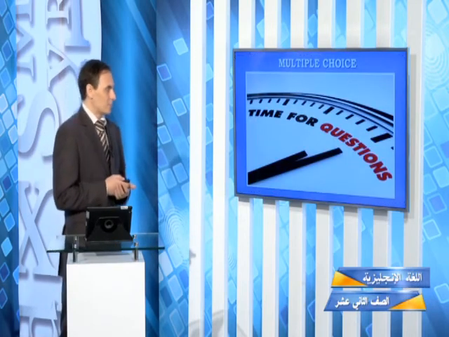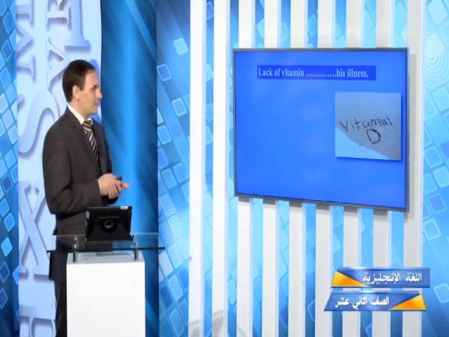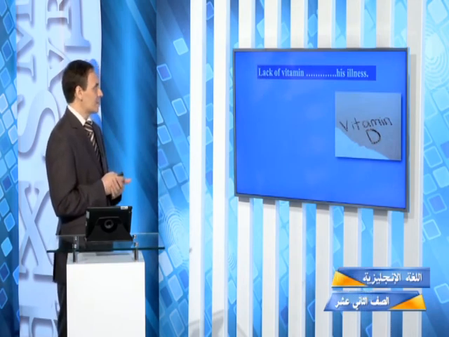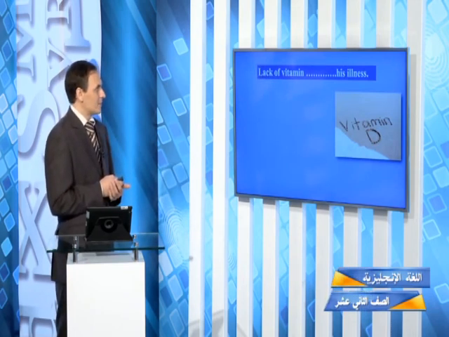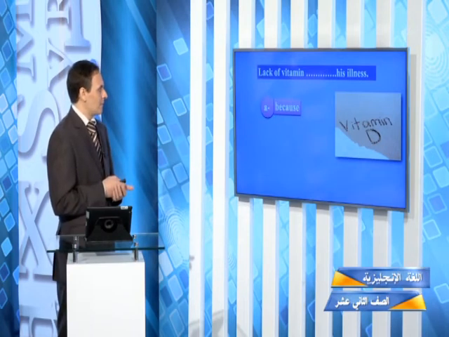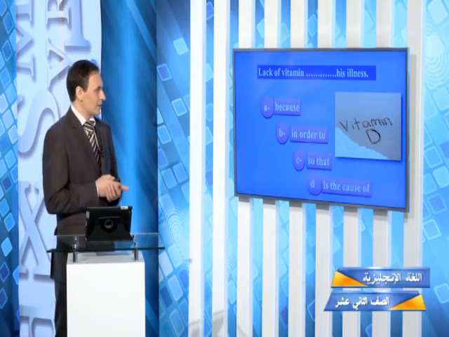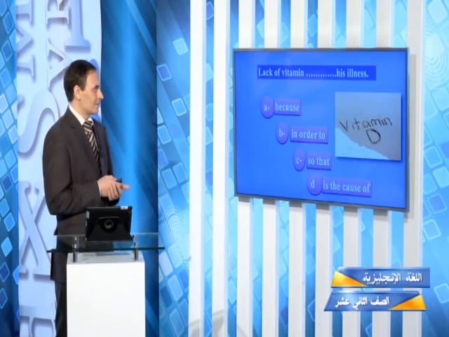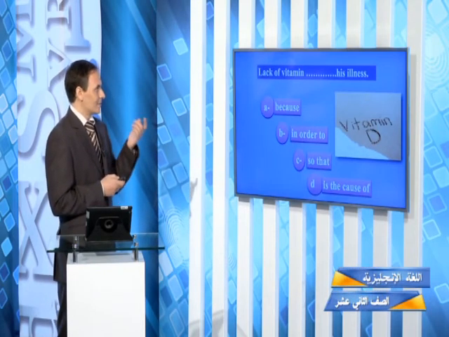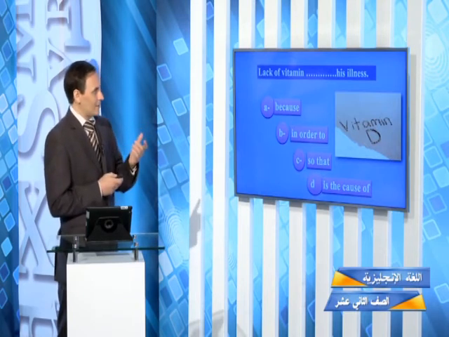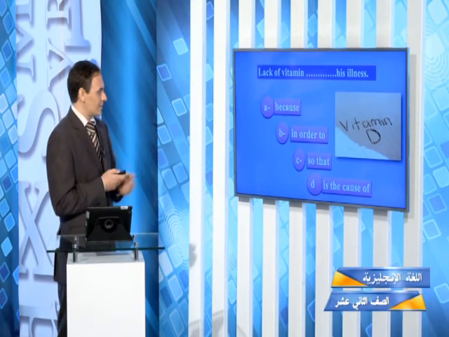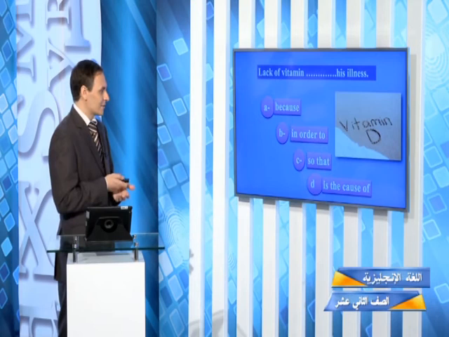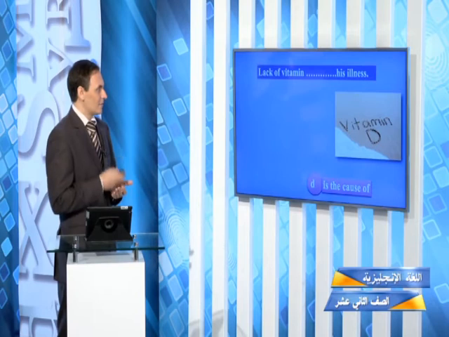Time for practice. So here is a multiple choice exercise from A, B, C, and D. Choose the best answer. Sentence number 1, lack of vitamin, space, his illness: because, in order to, so that, or is the cause of. So here, lack of vitamin is a cause, his illness is the result. From all these expressions, which one is used to express an effect or a result? Is the cause of. So lack of vitamin is the cause of his illness.